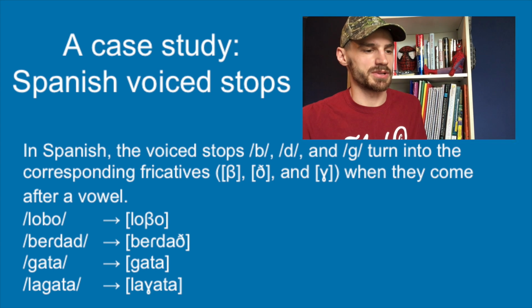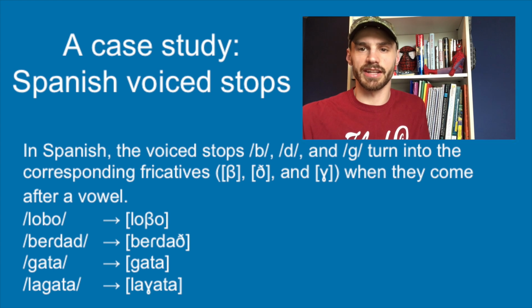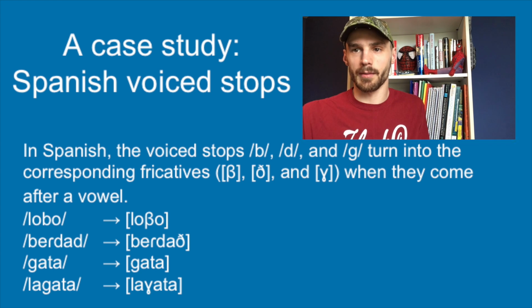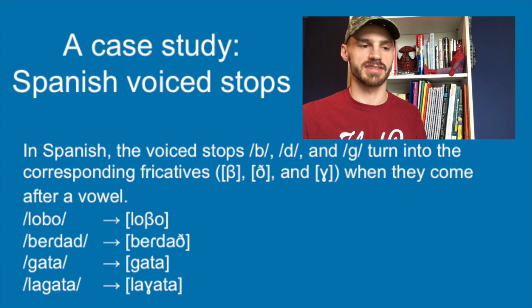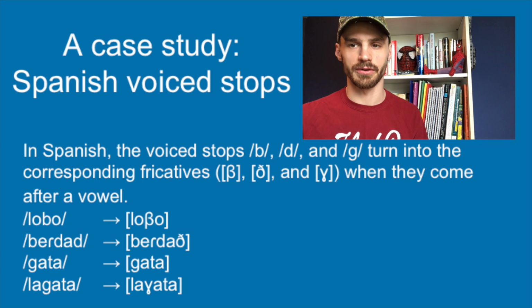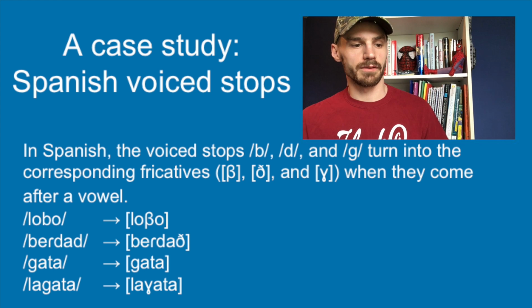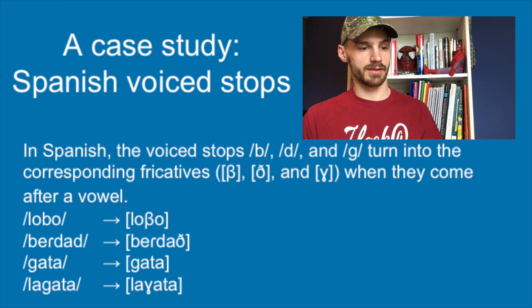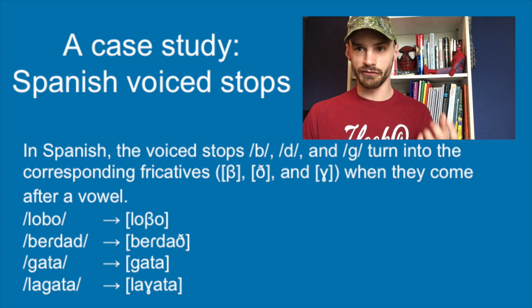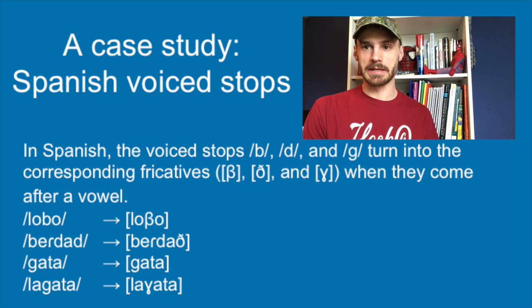So, in Spanish, the voiced stops b, d, and g turn into their corresponding fricatives v, th, and gh when they come after a vowel. We talked about stops and fricatives in my previous phonetics video, so again, if you haven't watched that, be sure to watch it in order to get the basic understanding of what these two types of sounds are. So, what we would say is that the phoneme b has two forms. It has the speech sound b and the speech sound v.